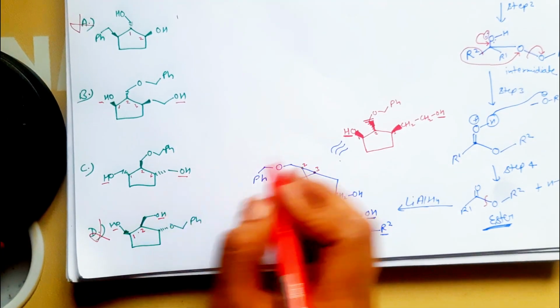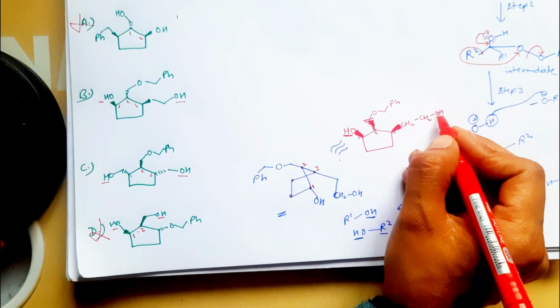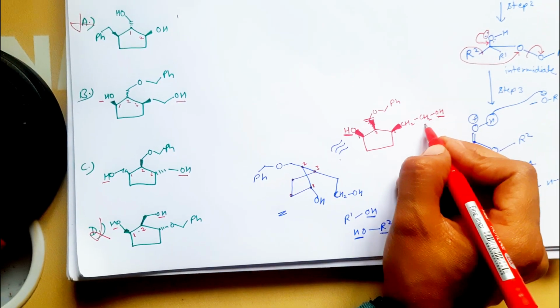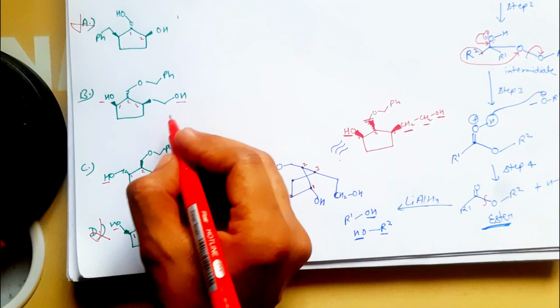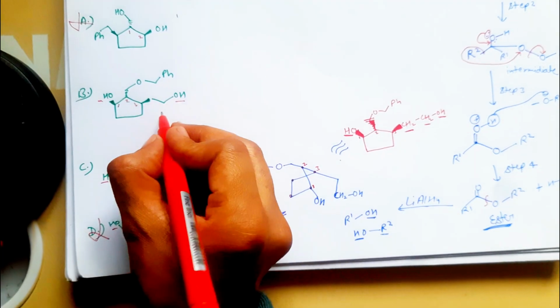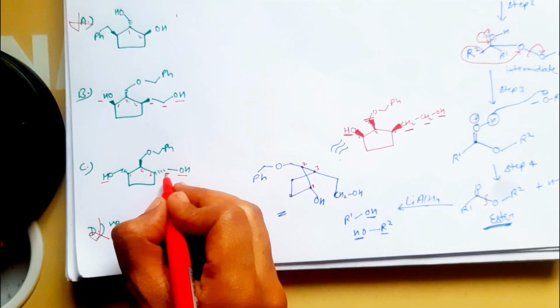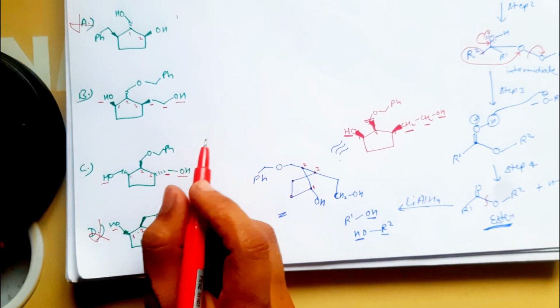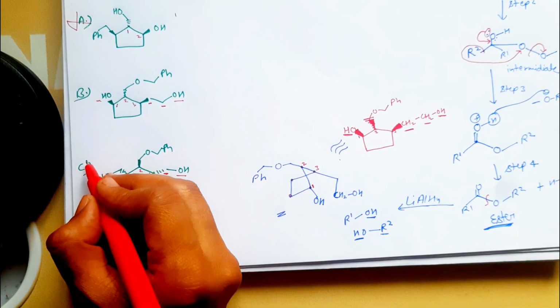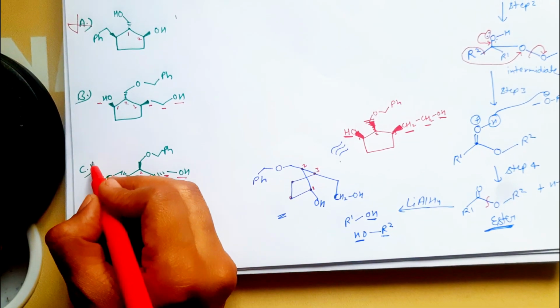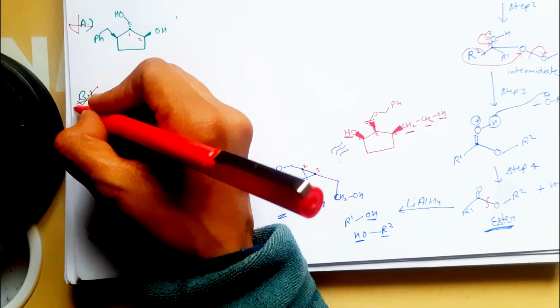But here we saw our hydroxyl group is attached with 2 carbons. If we check the given options, only option B has 2 CH2 groups. In option C, they give only 1 CH2 and they missed 1 CH2. So this option also we can eliminate very easily. So our option B is correct.